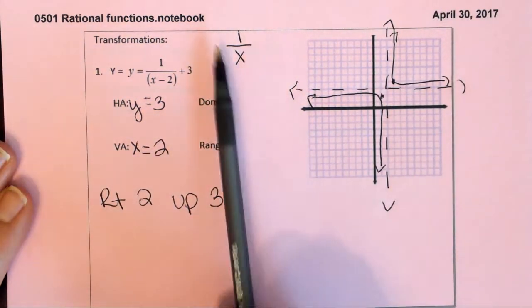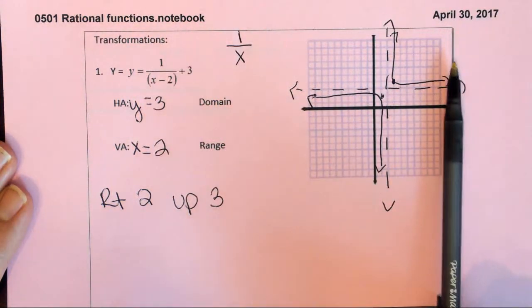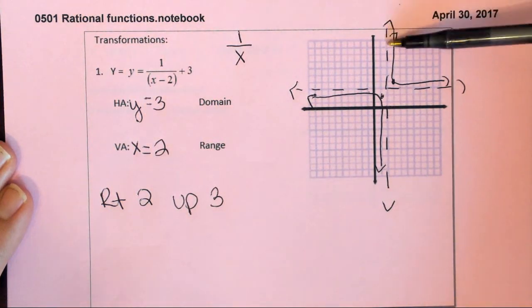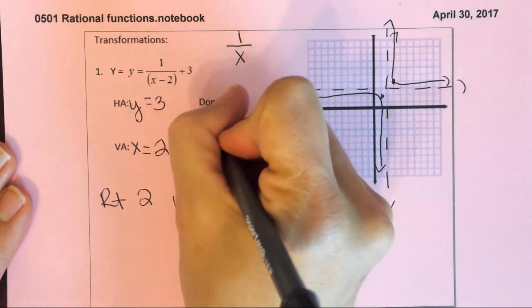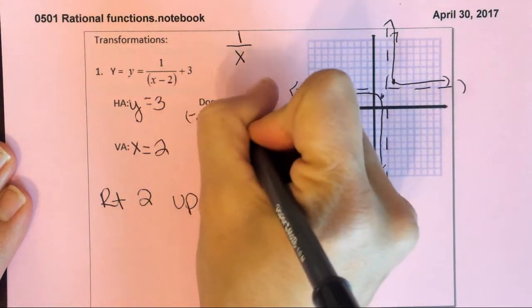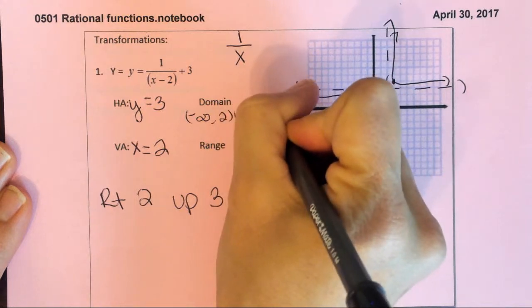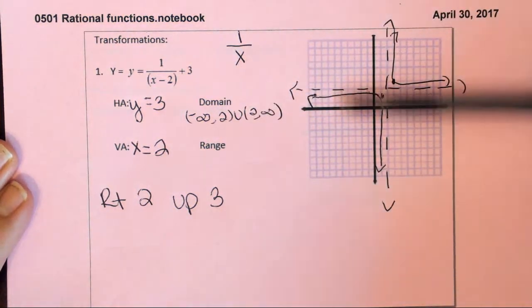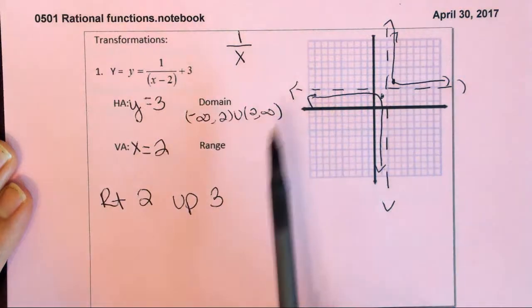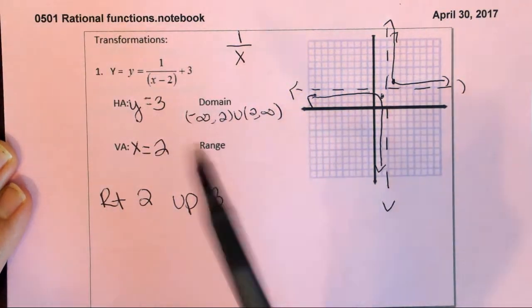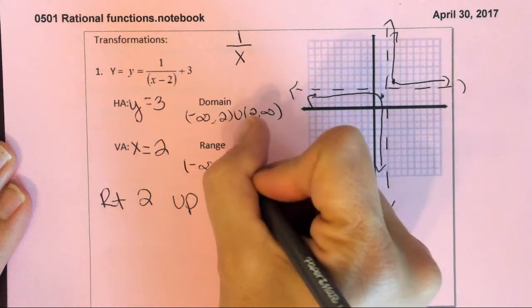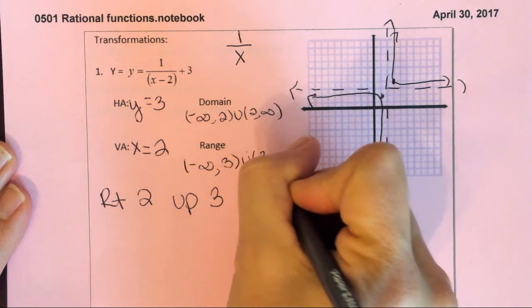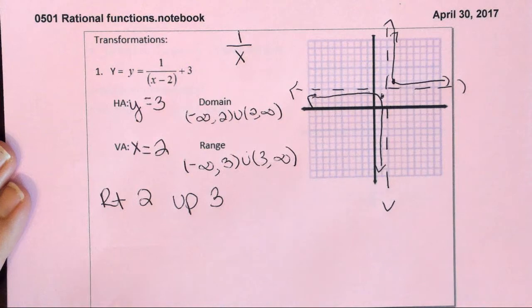The domain is going to be everything from the left and right except what x value? The x value of 2. So it's going to go from negative infinity to 2, and then from 2 to positive infinity. And my range is going to go up and down everywhere except this y value right here. So it's going to go from negative infinity to 3 and from 3 to positive infinity.